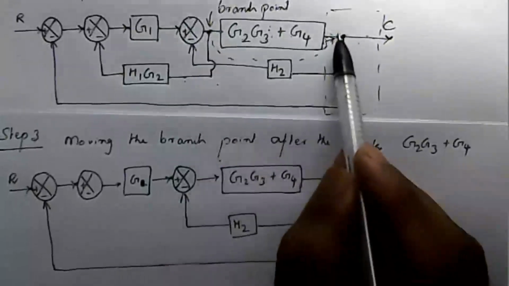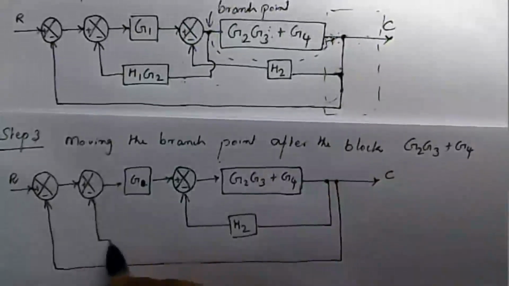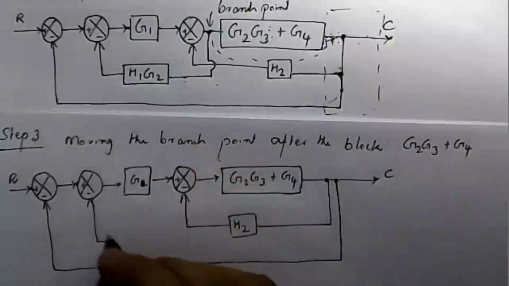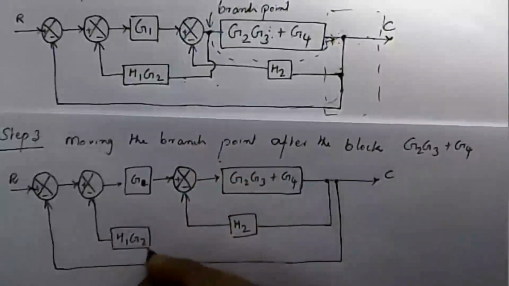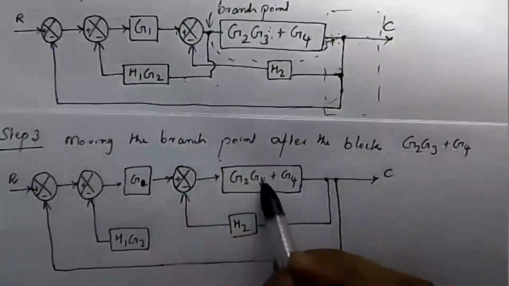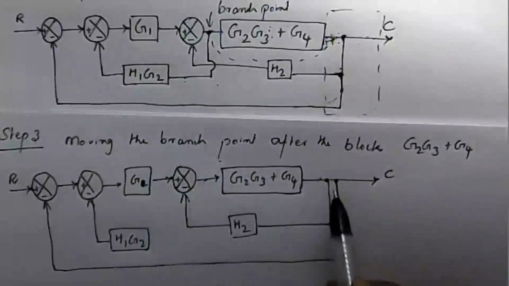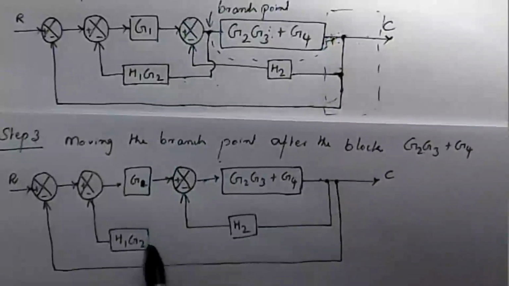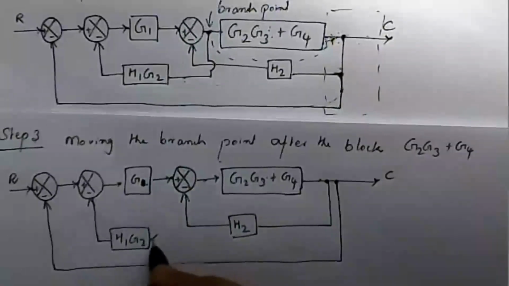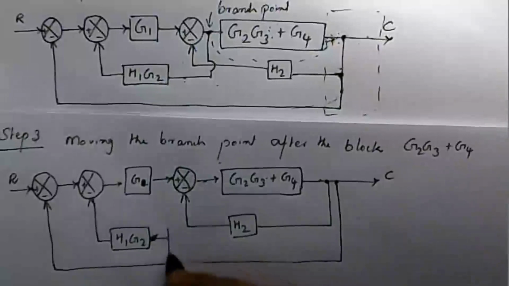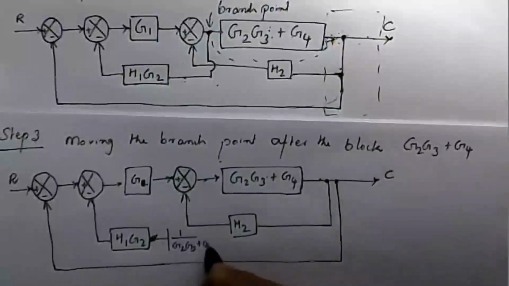Then move this takeoff point after this block. Here already H1 G2 is there in this feedback path. Just copy this one. Then this takeoff point is moved after the block, so that the inverse of this block is added in this feedback path. That is equal to 1 divided by G2 (G3 plus G4).